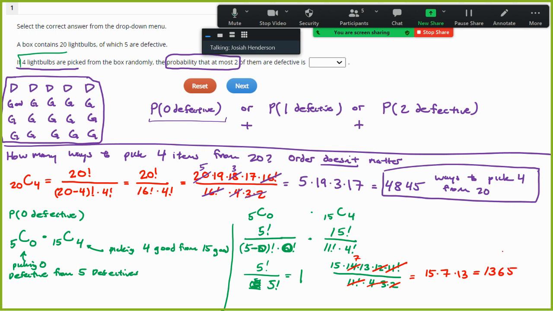So what did we just find? This 1365 is how many ways there are to randomly pick a group of 4 items from the 20 and get 0 defectives.